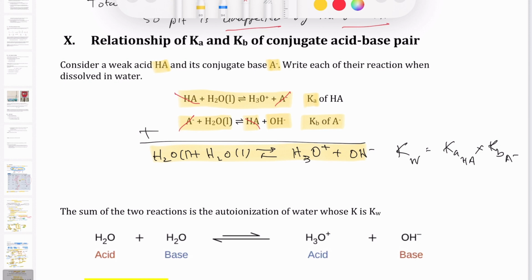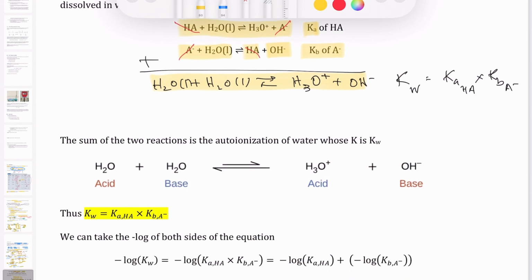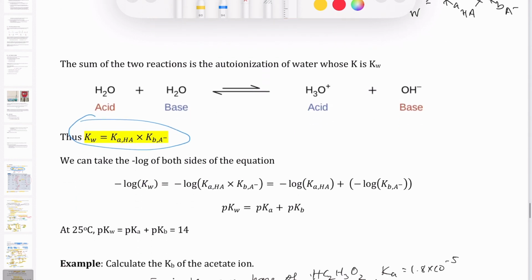So in other words, we just found this new relationship that Kw is the same as Ka of an acid times the Kb of its conjugate base. Now we're going to do the same derivation that we did when we looked at base calculation. We're going to take the negative log of both sides of the equation. If we do that, without going into the details here, we end up getting pKw equals pKa plus pKb. Again, that operator p just means negative log. And then at 25 Celsius, pKa plus pKb is 14.